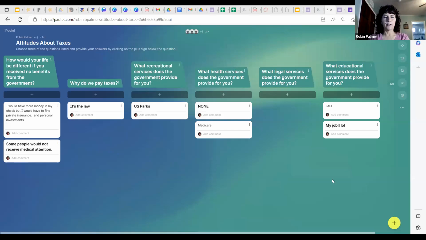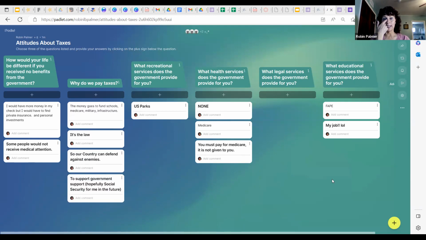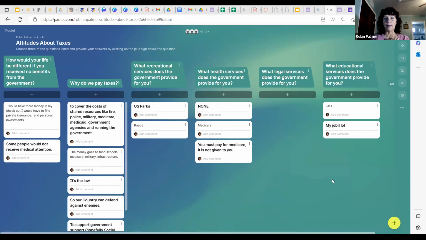So I'll just share screen so you can see. So this should be kind of a non-threatening type of activity for students. The first answer you see under what health services do the government provide for you, somebody put none, and that's true. But my daughter gets free medical care for her and her children because she's a single mom right now.